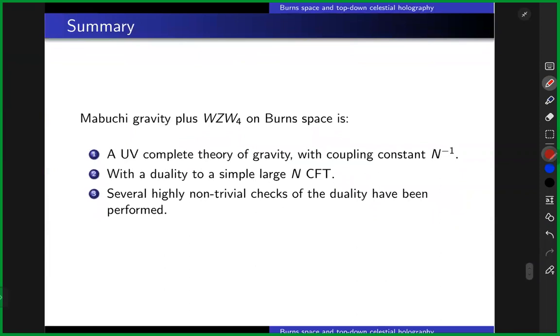So, my last slide. The summary is: by thinking about twisted holography plus the twistor transform, we derive this duality relating an unusual gravitational theory to a simple large N CFT. Now, the gravitational theory is UV complete, and we were able to do a bunch of computations on spacetime, on Bern space, to really check the duality.